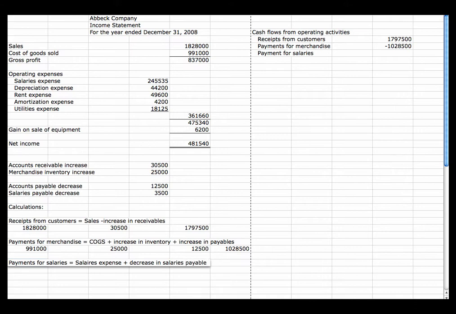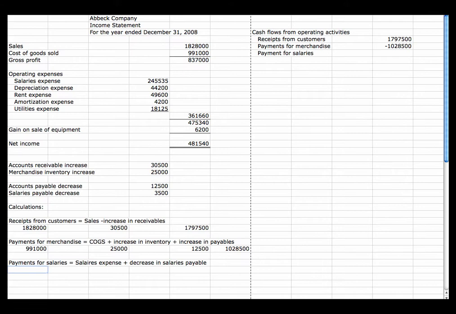Now, once again, if you're not too sure why we're adding or subtracting those increases and decreases, draw out a T account, just like we did in exercise 12.5. Draw a T account for salaries payable, knowing that the beginning salaries payable is a credit entry, the ending salaries payable is a credit entry, the salaries expense is going to be a credit entry, and essentially the payments for the salaries will become the debit entry to decrease salaries payable.